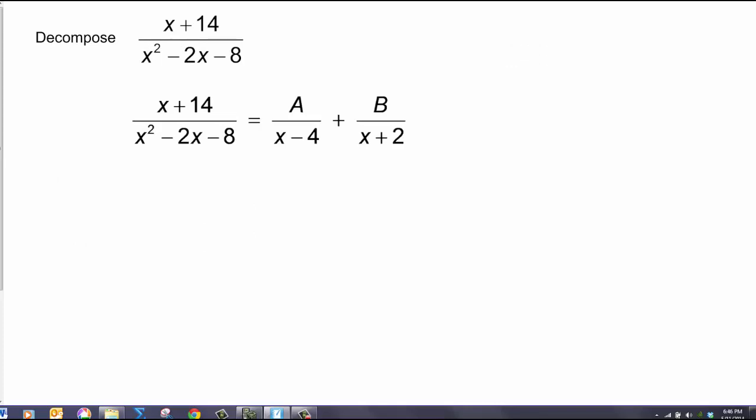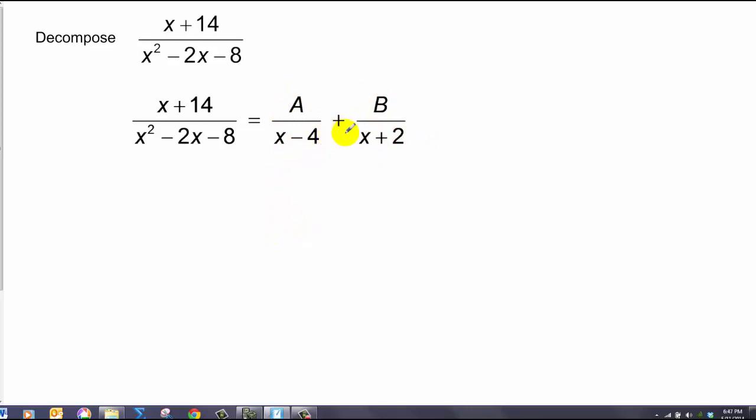We're going to decompose the fraction (x + 14)/(x² - 2x - 8). And in order to do that, we have to take a look at the factors of x² - 2x - 8, which are x - 4 and x + 2. So given that, we can split this fraction up into the sum of 2 fractions with factors x - 4 and x + 2, where the constant on top is different.